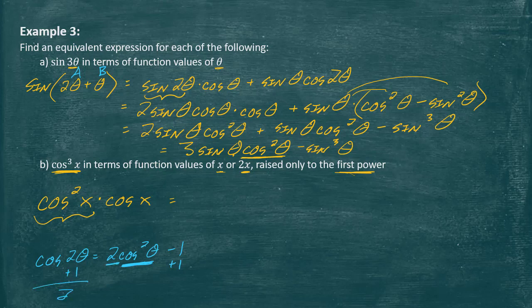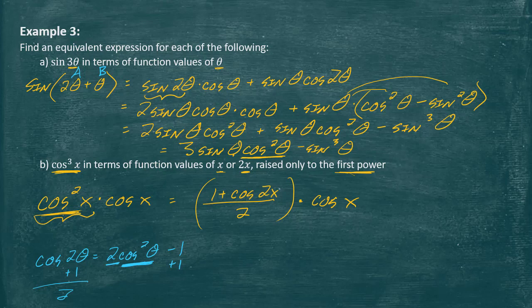And notice we get this formula: 1 plus cosine of 2 theta, all over a 2, that then goes in place of this cosine squared of x that's right here. Then I still have the extra times cosine of x. I don't know why I wrote theta. That should have been an x. And I still have the extra cosine of x that's there.